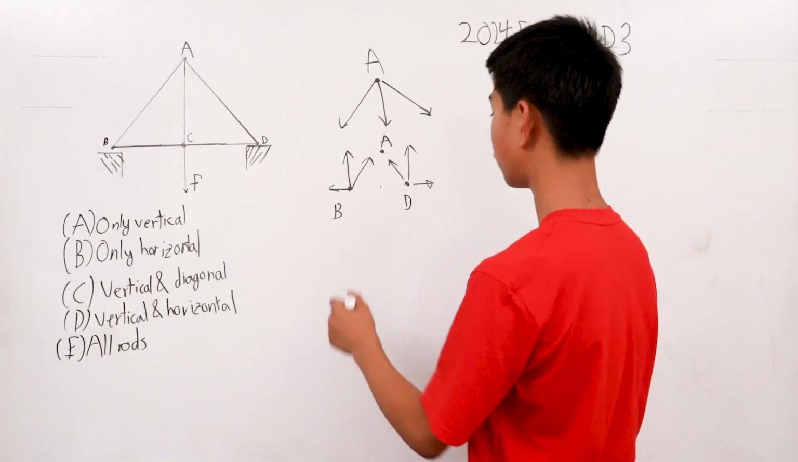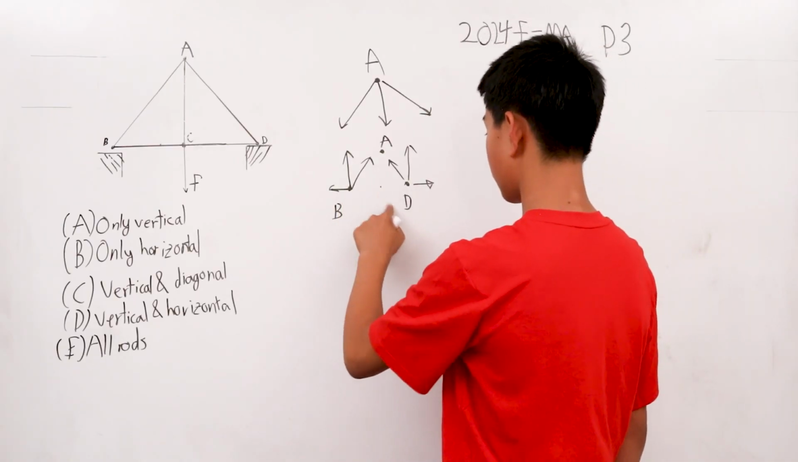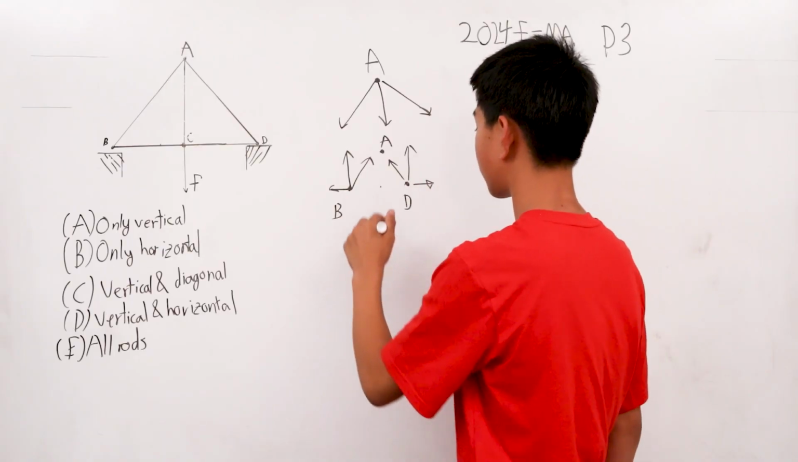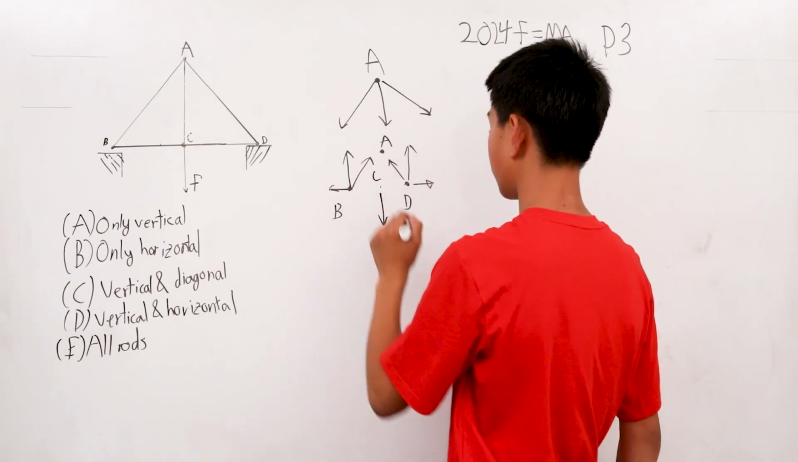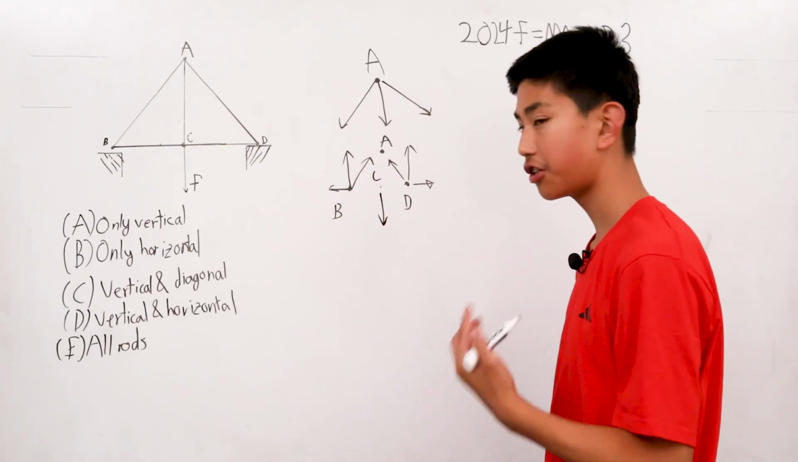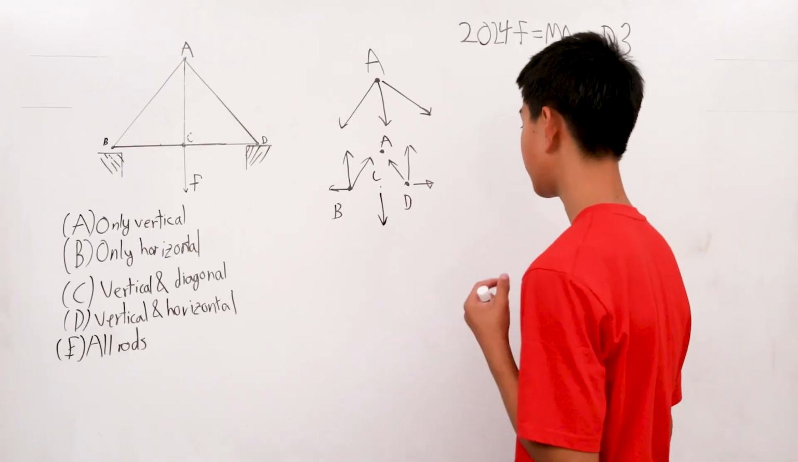And now let's talk about point C. Since the person is standing directly above it, there's a force below, so we know that that rod is in tension as it is being pulled.